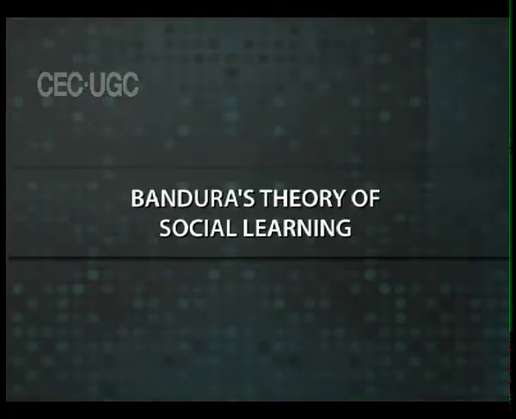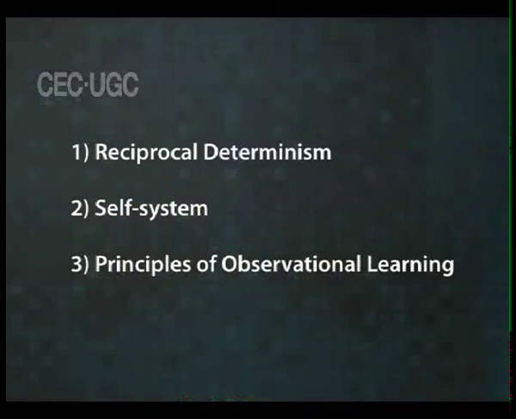Module 2: Bandura's theory of social learning can be explained under the following three headings. First one, Reciprocal Determinism. Second one, Self-System. And the third one, Principles of Observational Learning.